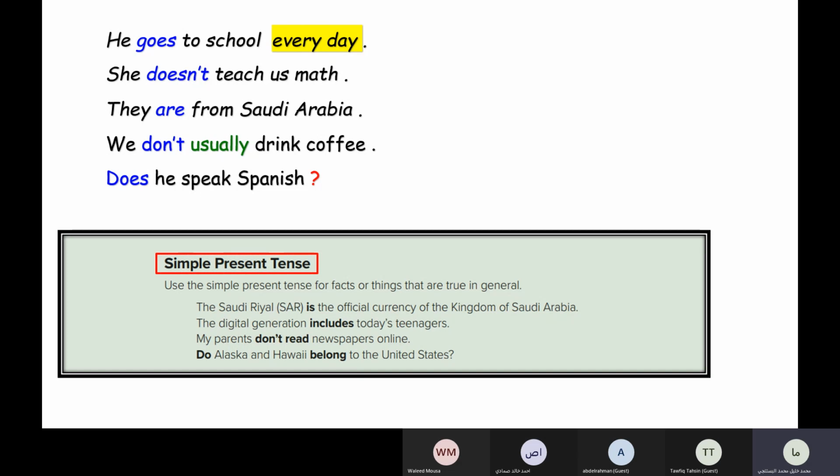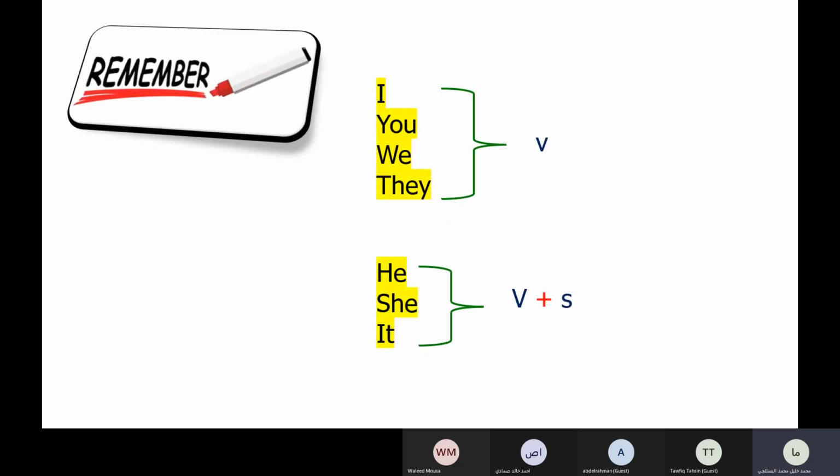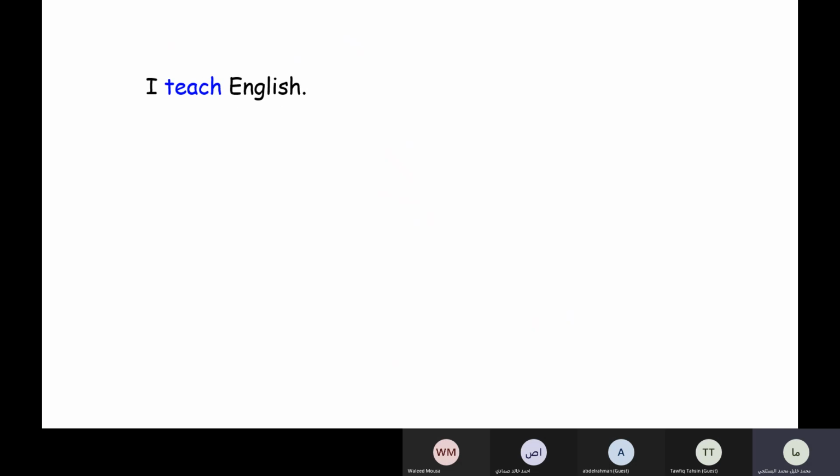Now, we're going to move to the present progressive. One minute, please. Now, the present progressive is used with actions happening now. Things that are happening now, we use the present progressive.